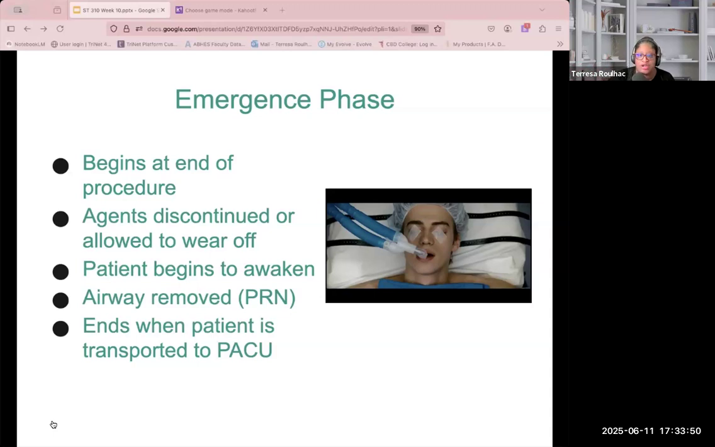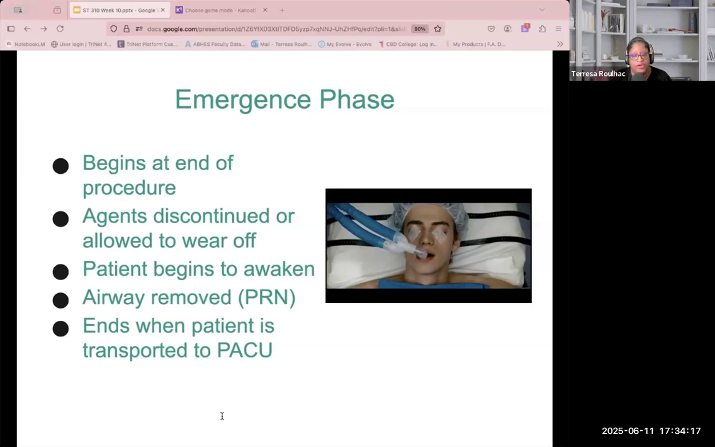Now, emergence starts at the end of a surgical procedure. Anesthesia agents are discontinued or allowed to wear off. The patient starts to wake up. The airway is going to be removed as needed. And then the phase ends when the patient is safely transported to the post anesthesia care unit, or PACU.